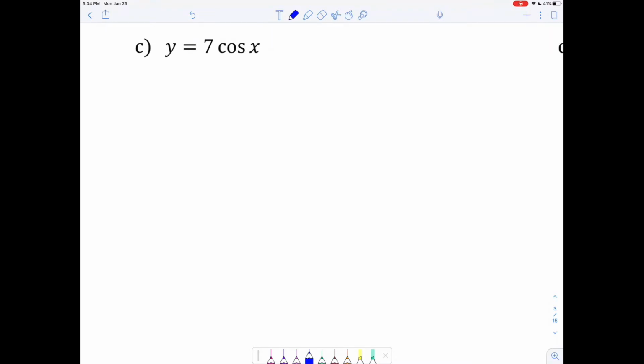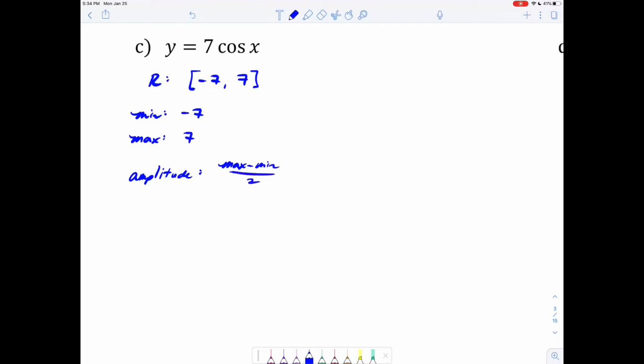So the range of this thing, since we multiply by 7, takes us from -7 to +7. We've got a minimum value of -7. We've got a maximum value of +7. And what is our amplitude? Well, we've got 7 minus -7, and then that's divided by 2. That gives us 7. Wow, mysterious.